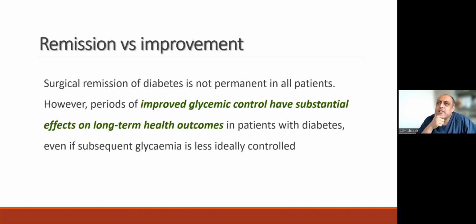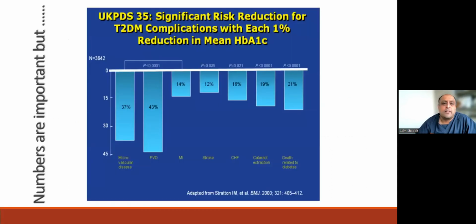Is remission really a hard endpoint? And is that something we need to look at in diabetes? It's probably important, but I would say that if we can improve the outcomes by even 1% in glycemia, we have done much better than any medical therapy.